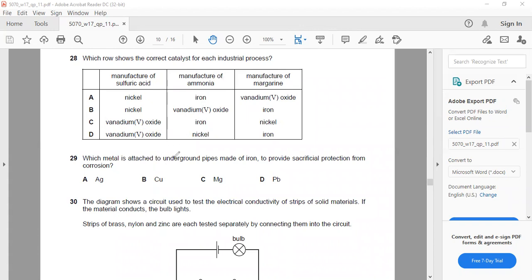29. Which metal is attached to underground pipes made of iron for sacrificial protection? This topic is rusting and prevention. You need more reactive than iron. So that is C. Magnesium is more reactive only. Silver, copper, lead is less reactive. For sacrificial protection, you need to attach more reactive metal.